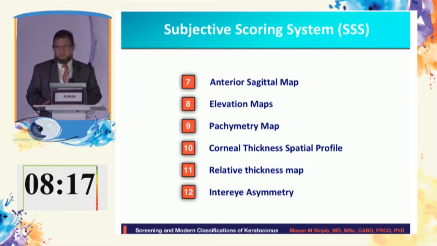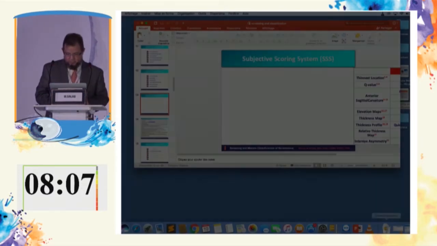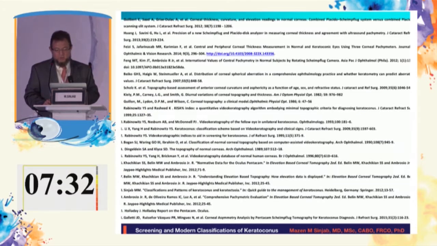Inter-eye asymmetry means that we compare both eyes. We cannot study only one eye to take a decision. So based on these 12 points, I score the case into high risk factors and moderate risk factors based on the following studies. So it is scientific based. No worries, I'm going to repeat this in detail in my next course that will be after 1 hour. It will be topography course.